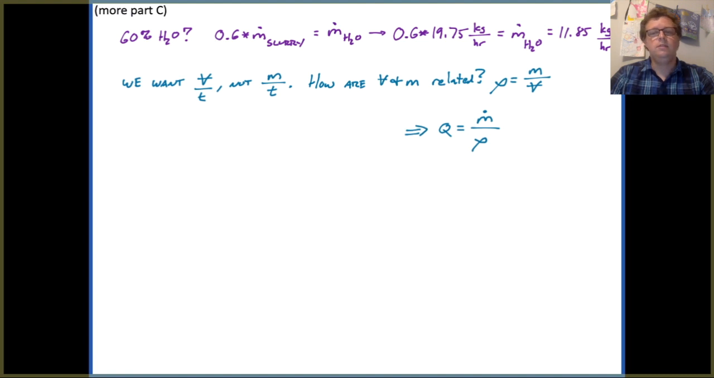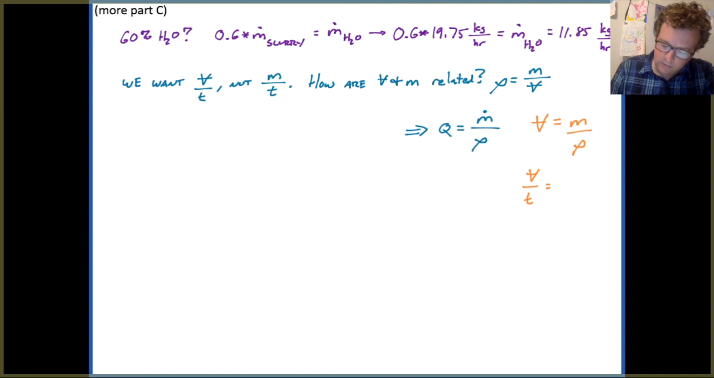And we can use that knowledge to prove to ourselves that volumetric discharge is equal to mass rate divided by density. How did I get there? We could rearrange that previous equation by dividing both sides by time. So we know that volume could be expressed as mass over density. Volume per time could be mass per time times 1 over density, or Q equals mass rate over density.